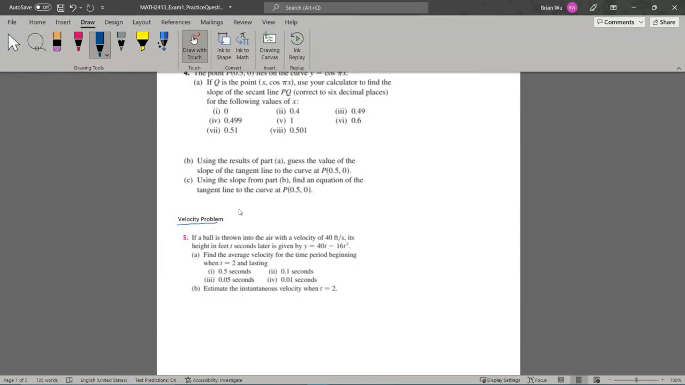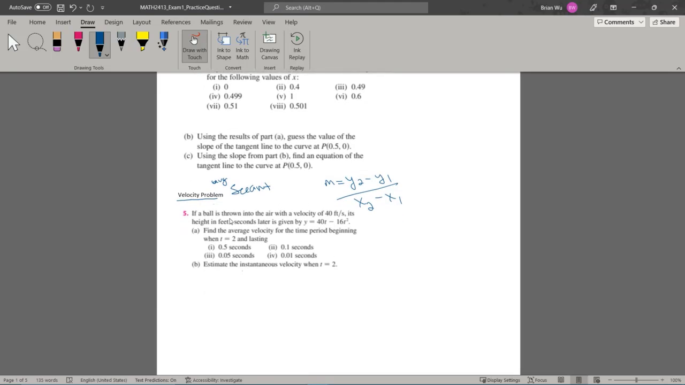So essentially, average velocity is a secant line. So you're basically going to use the slope formula that you've always known, except using the functions. In this case, a ball is thrown into the air with 40 feet per second; you don't really need to know this part. You really only want to focus on the distance function, which is this.